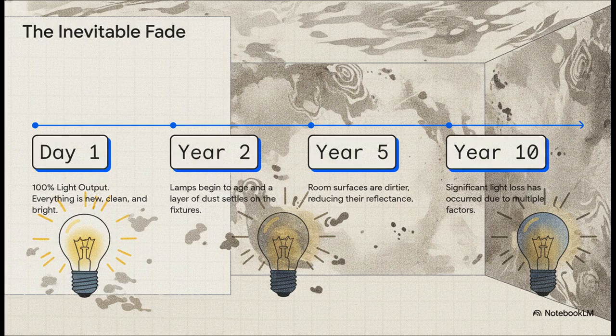On day 1, you're at full power, 100%. But then life happens. The lamps themselves start to age and dim. Dust settles on the fixtures. Even the walls get a little dirty, which means they don't reflect as much light. LLF is simply our tool for accounting for all of this ahead of time.